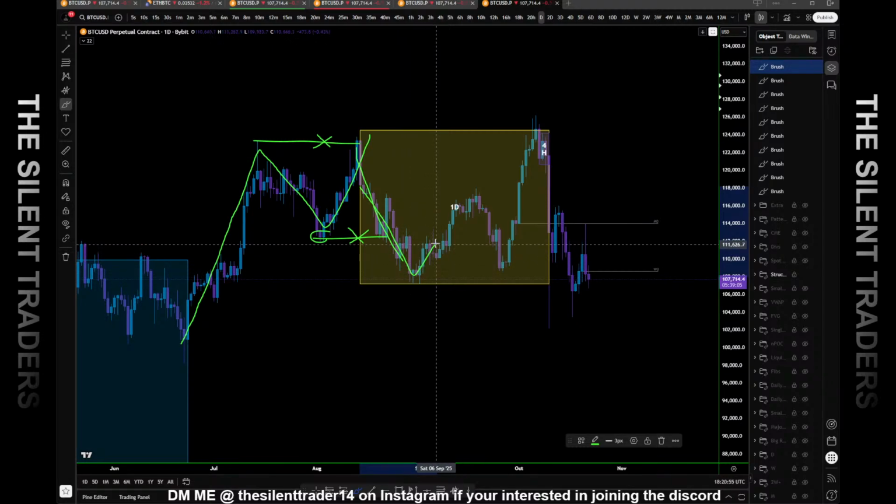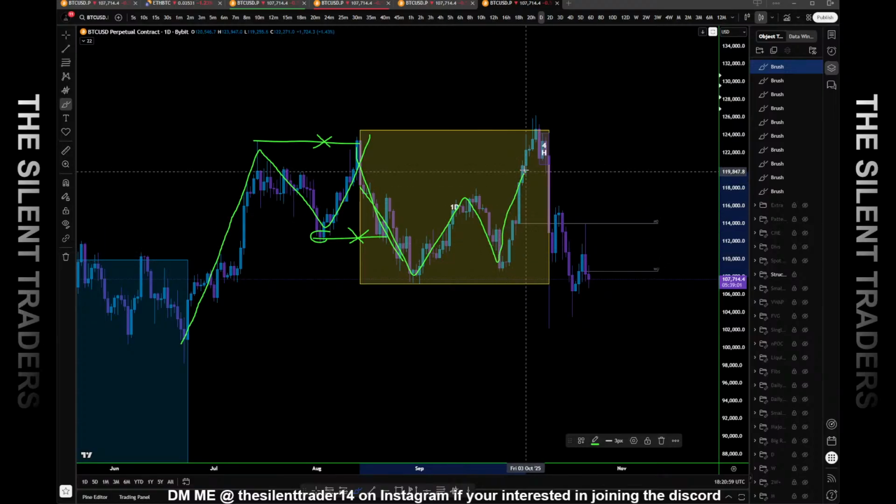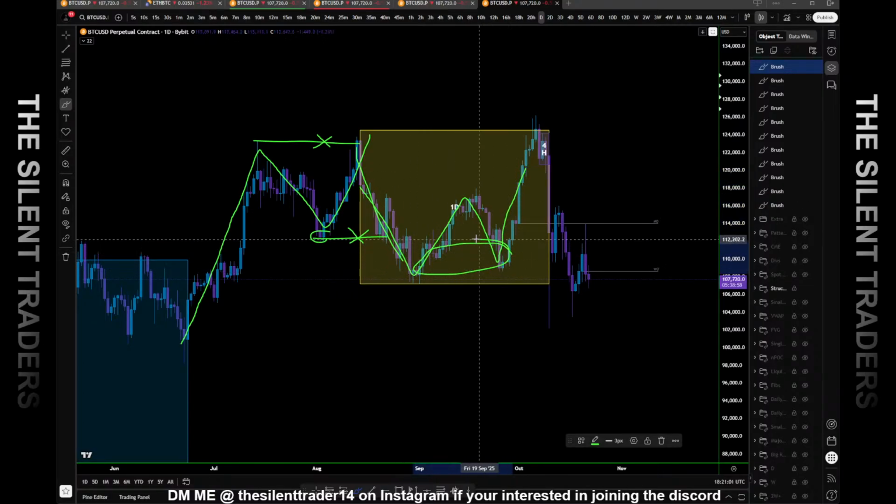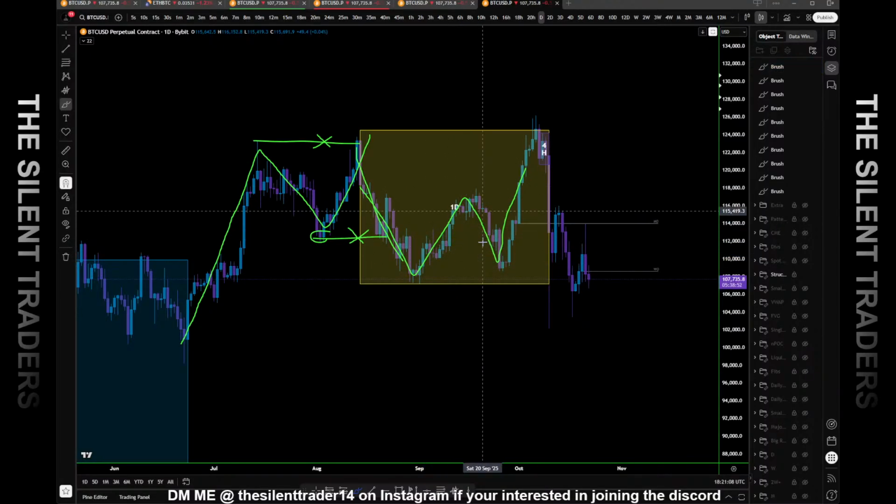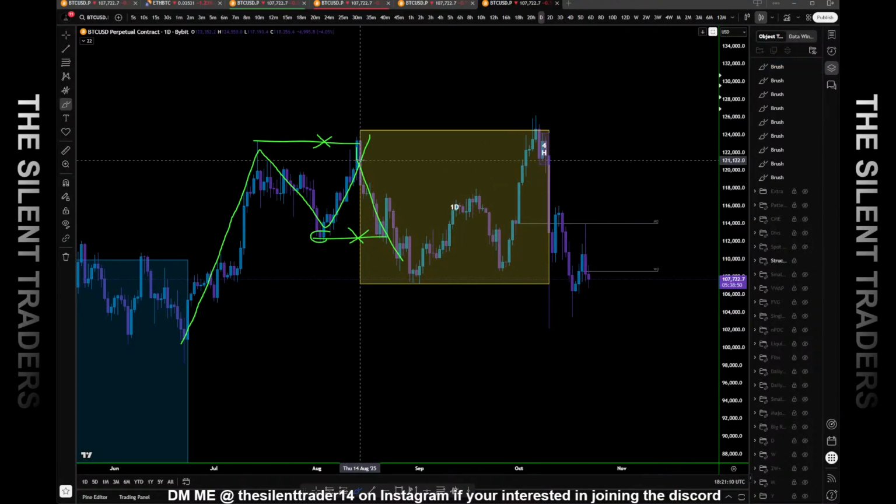So we came up and we came down. But you see how this low wasn't taken? What I just drew here isn't market structure. This is internal market structure. So the last daily pull is right here.